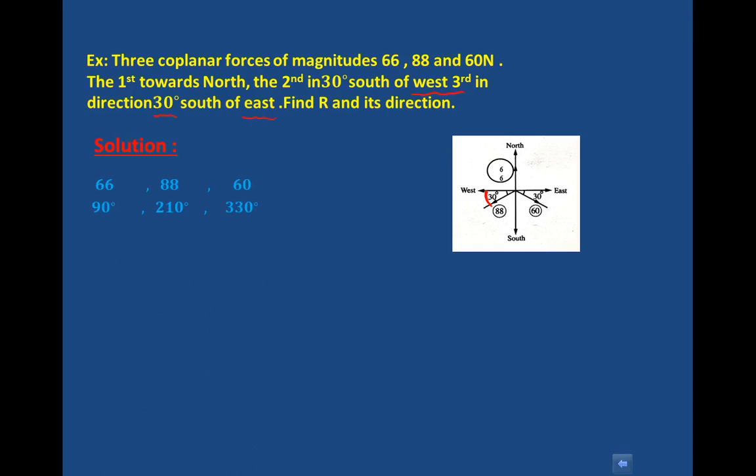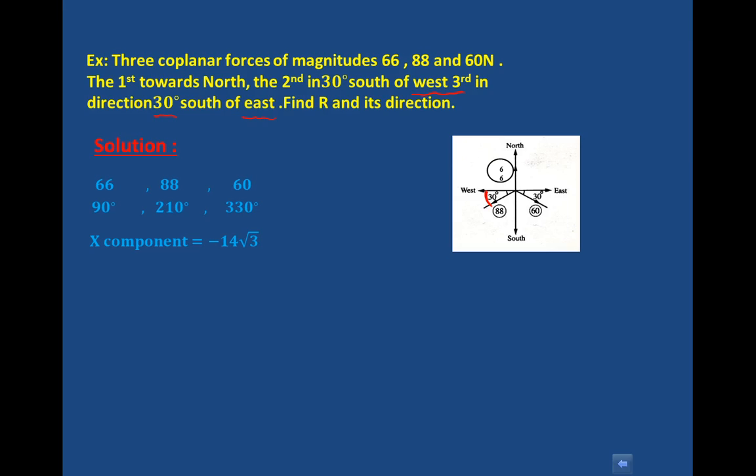The first step, I write the magnitude of each force and the measure of the angle between the force direction and the positive x direction. The first force is 66 and the angle with the positive x-axis equals 90 degrees. Also the second one is 88 and the angle between this force and the positive x direction equals 210. And the last one 60 Newton and the angle with the positive x-axis equals 330.